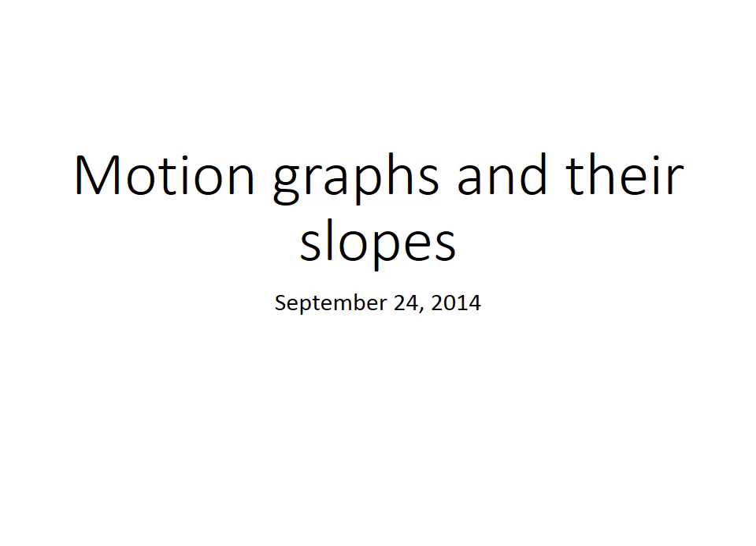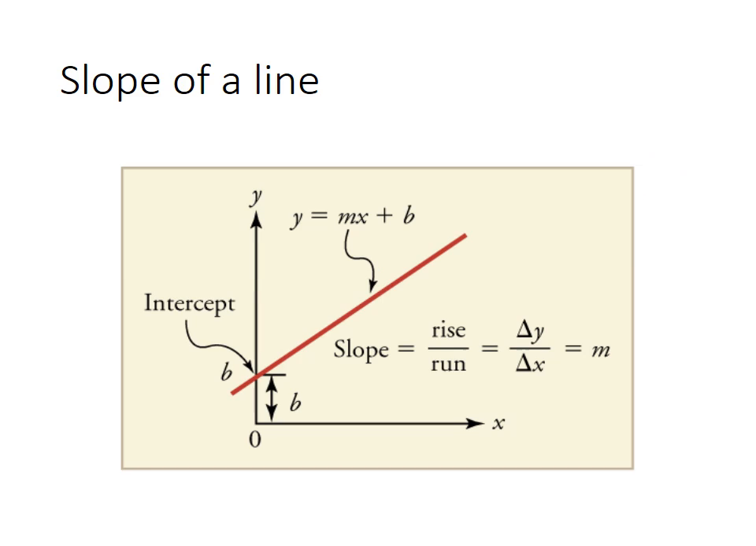Motion graphs and their slopes. This is the post-lab for our graphing motion lab. You should be familiar with the slope of a line. If we write the equation for a line in standard slope-intercept form, we see y equals mx plus b, where m is the slope. It's the rise over run, or in this graph, delta y over delta x.